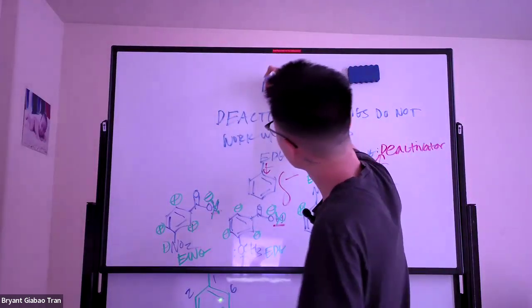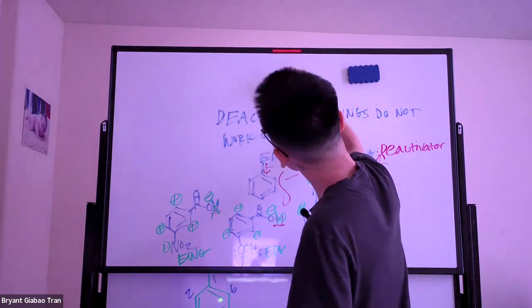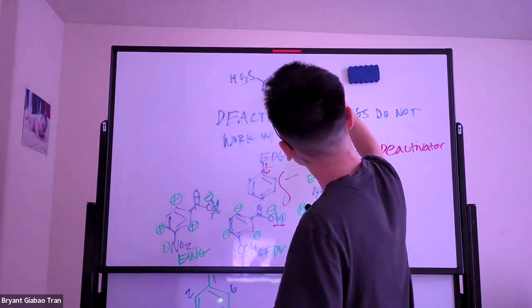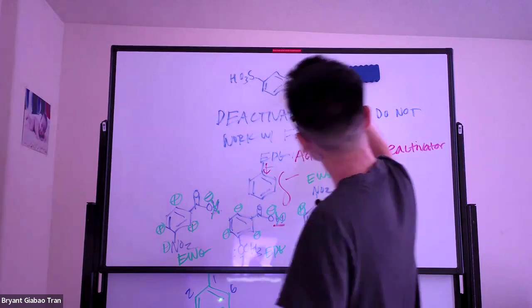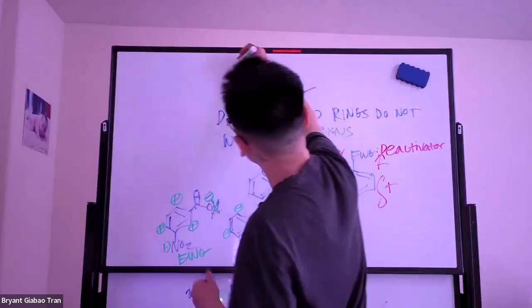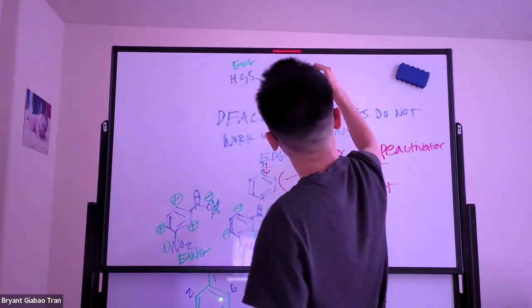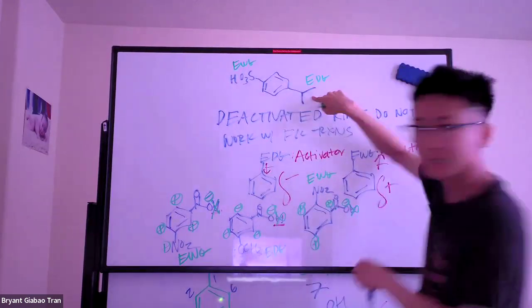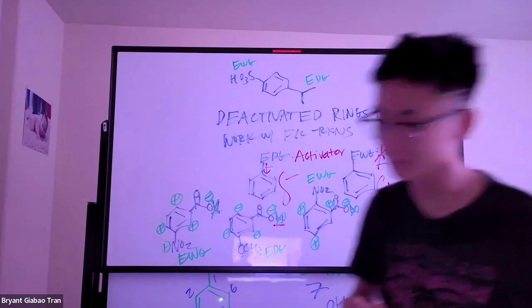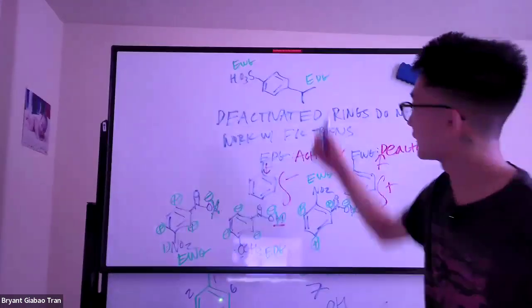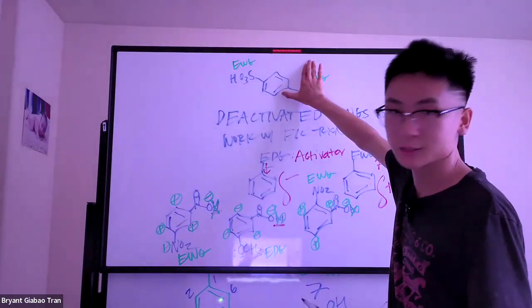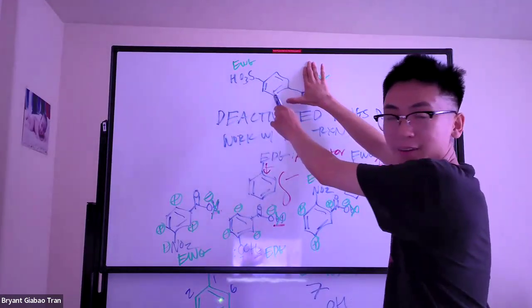But if you have an EWG and an EDG on it, Friedel-Crafts reactions can happen. Because this EDG right here, think of it as canceling out the deactivating power of the EWG. So if there's an EDG on there, then Friedel-Crafts reaction can happen. But if it's just an EWG, with no EDG there, no reaction would happen here.